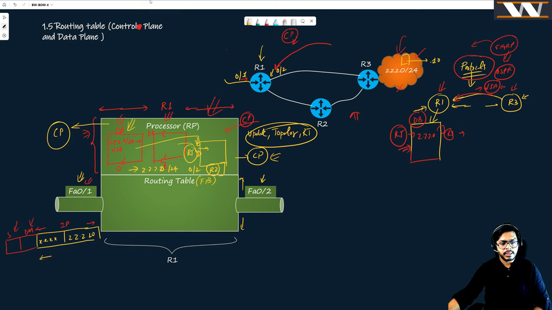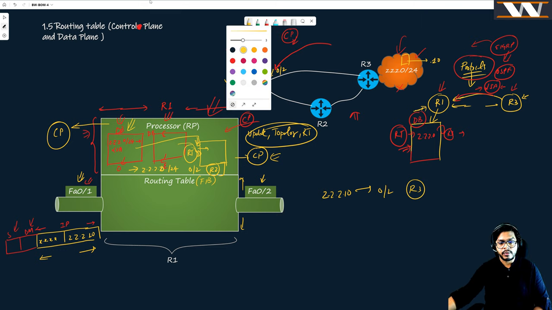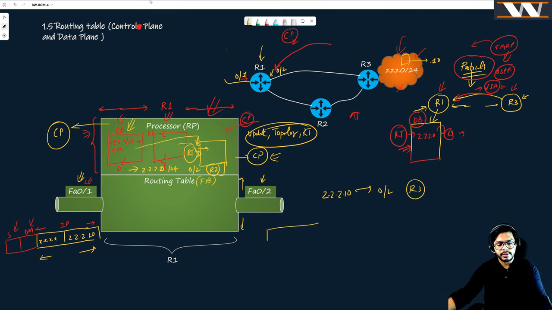the router is going to take out the IP packet and look at the routing table, which is in the control plane. It says that if you want to reach z.z.z.10, you can go over the 0/2 interface and router R3. The router is pretty happy that it can definitely send this packet over the FA0/2 interface. But can this router forward this packet, x.x.x.x to z.z.z.10, over FA0/2? No, absolutely not, unless it can create this header, meaning source MAC and destination MAC.